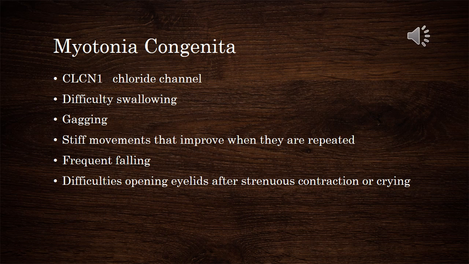Myotonia congenita is another disease which is due to a defect in the CLCN1 gene, and that gene encodes a chloride channel. If that is faulty, it can affect the swallowing process, causes difficulty in swallowing, gagging, stiff movements that improve when they are repeated, because the initiated movement, which is voluntary, is smooth, but then the relaxation process is slow, so that causes the stiffness.